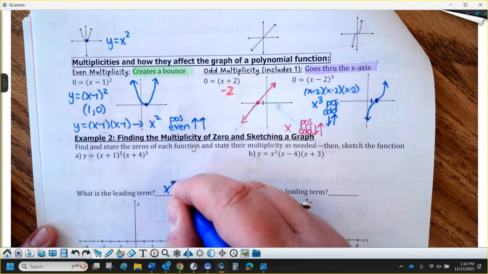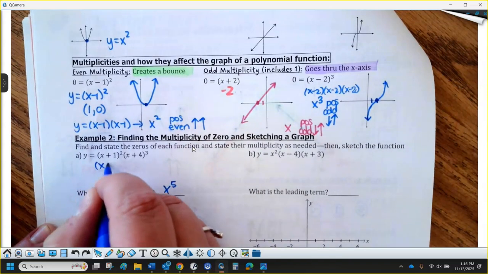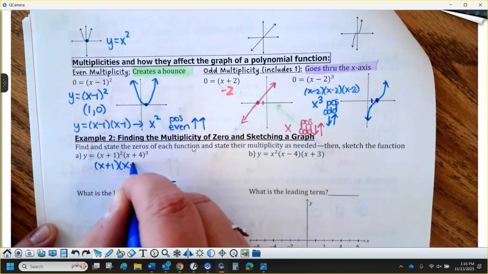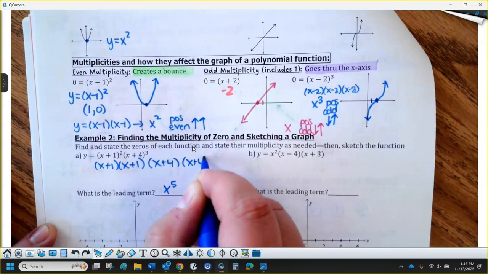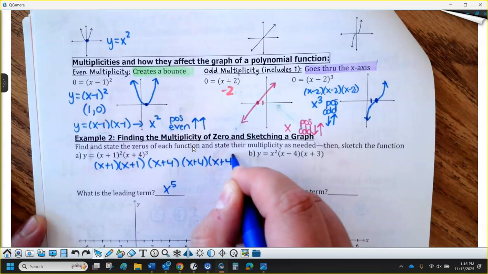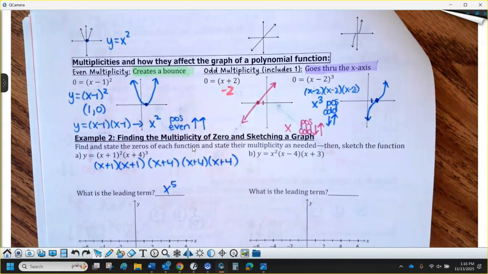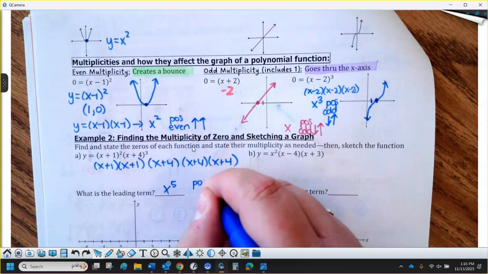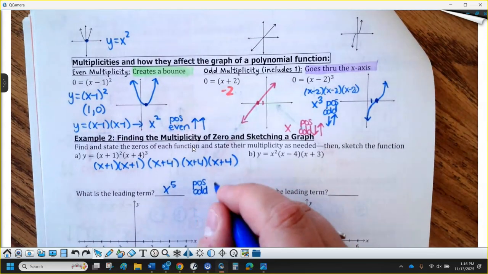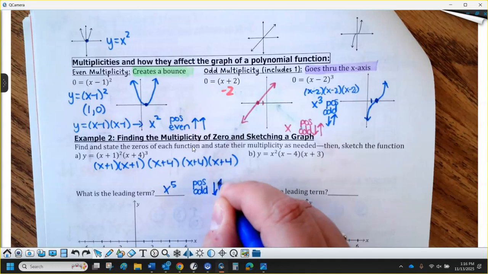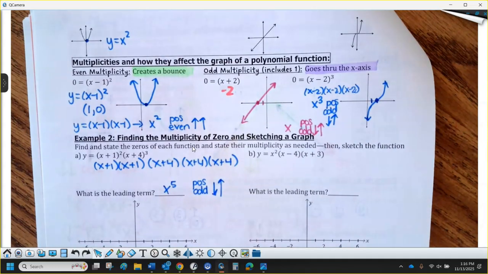X to the 5th. Okay, and if you're like, what the heck? This would be x plus 1 twice, and then x plus 4 3 times. So if we multiplied that all out, I've got 5 x's there. So nothing is making this negative. So this is positive and this is odd, but I'm only going to have 2 places the graph's going to interact with the x-axis. Okay, positive and odd goes down at the beginning and up at the end.